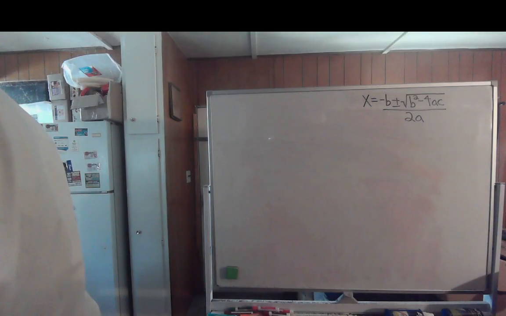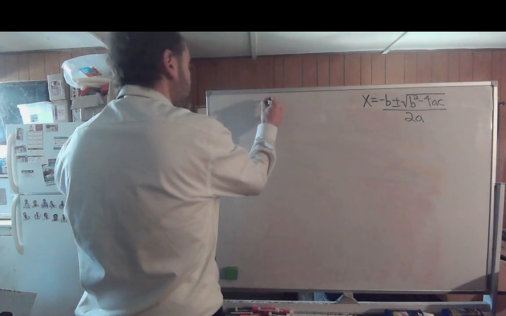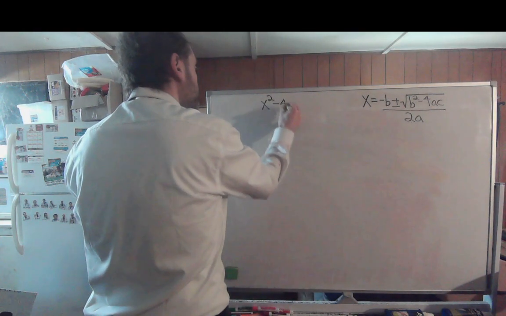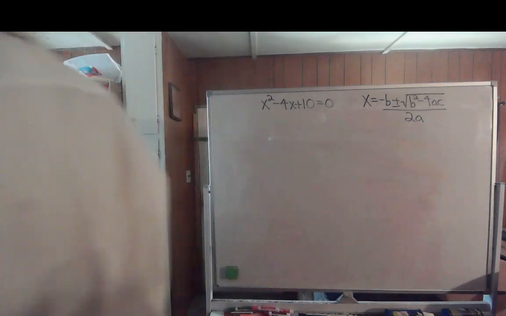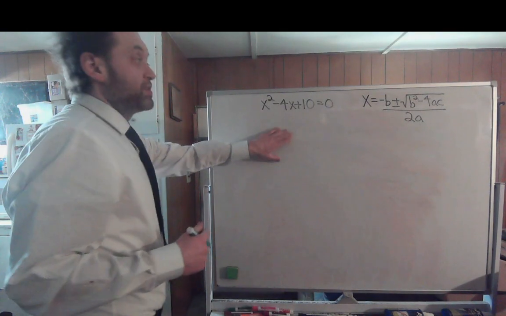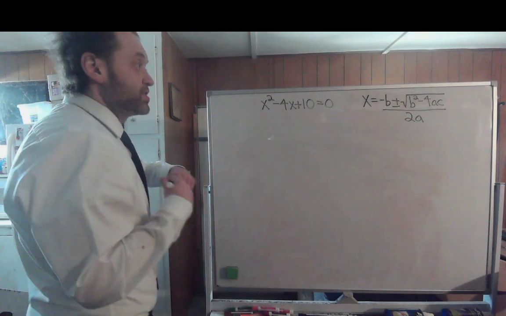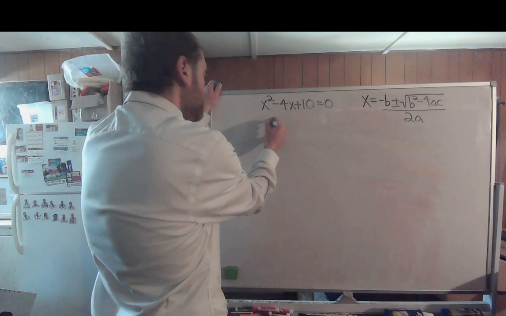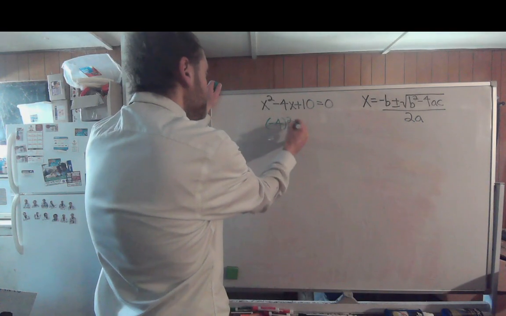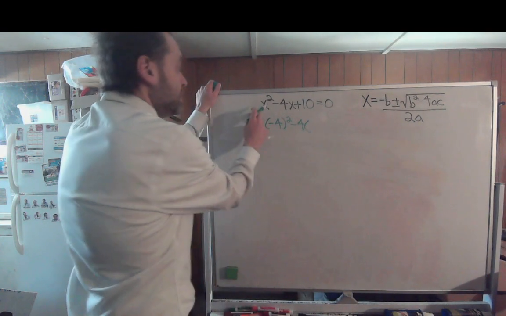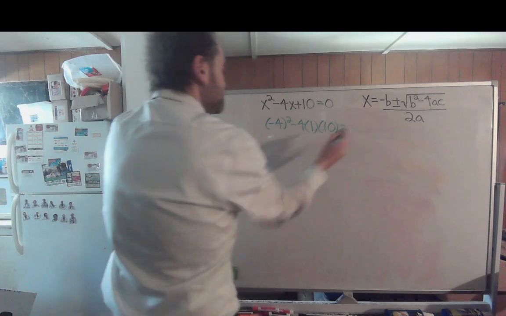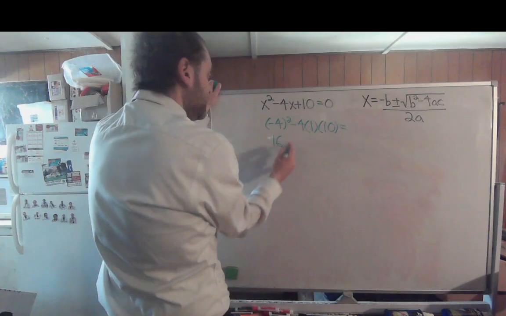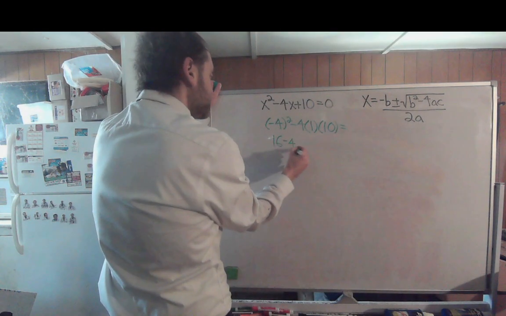So, for example, let's say we have x squared minus 4x plus 10 equal to 0. Well, we want to know about the nature of the solutions. We're just going to find the discriminant. So the b squared is that negative 4 raised to the second power, then minus 4 times your a of 1 times your c of 10. Alright, so negative 4 squared is 16, minus 4 times 10, that'd be minus 40.